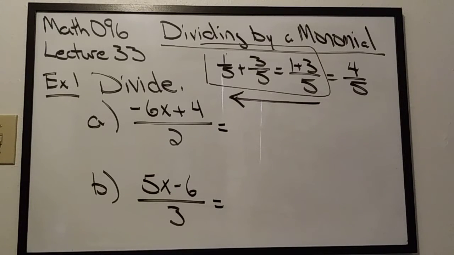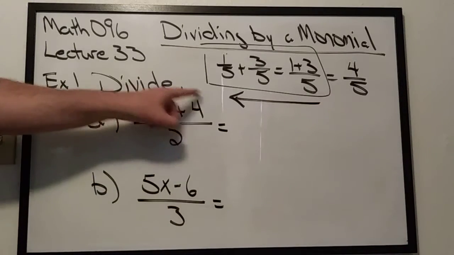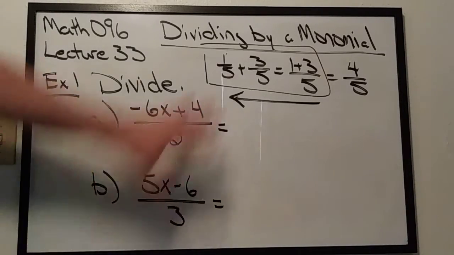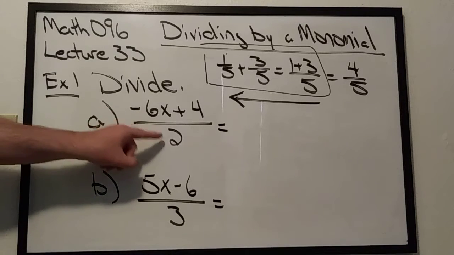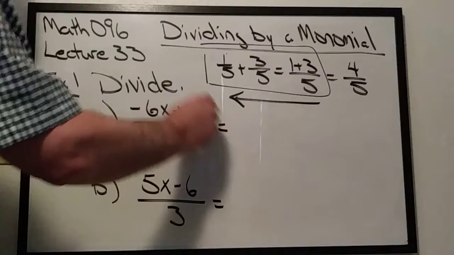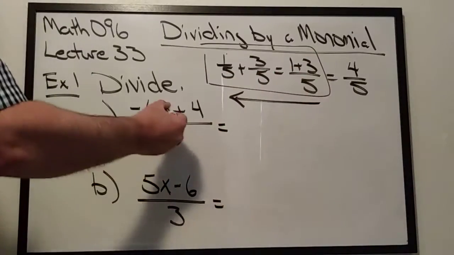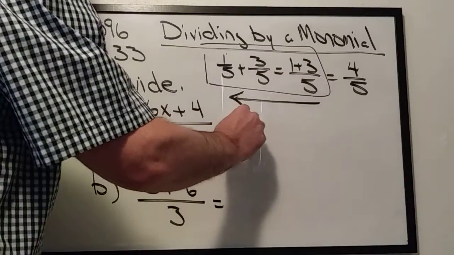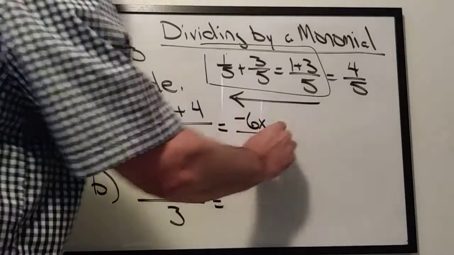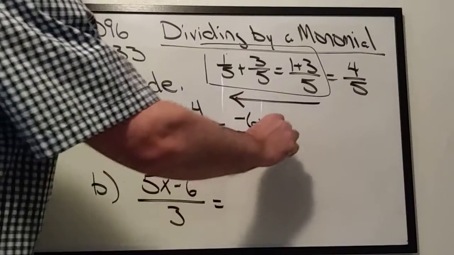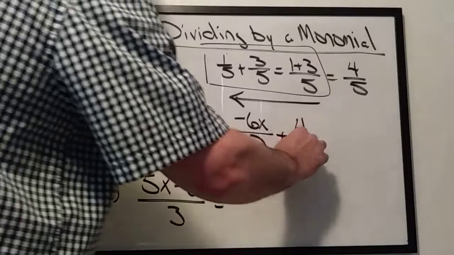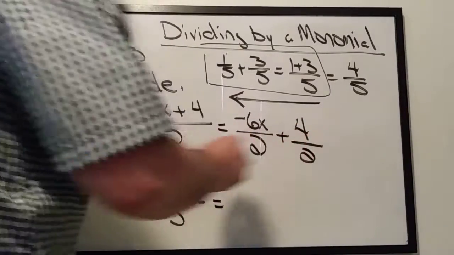The directions for example 1: divide, and we have a binomial in the numerator and a monomial in the denominator. This technique only works if our denominator is a monomial. So I'm going to take my big fraction, like this 1 plus 3 over 5, and break it into two smaller fractions. So the first term in my numerator, negative 6x, is going to be divided by my denominator of 2. Then we have plus the second term in my numerator divided by my common denominator of 2 as well.